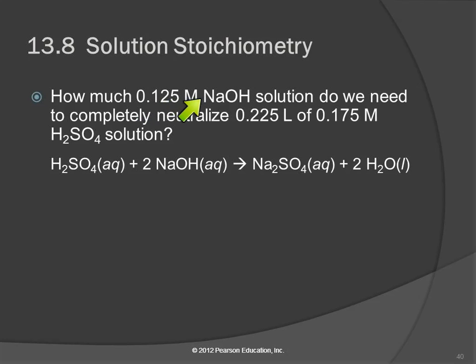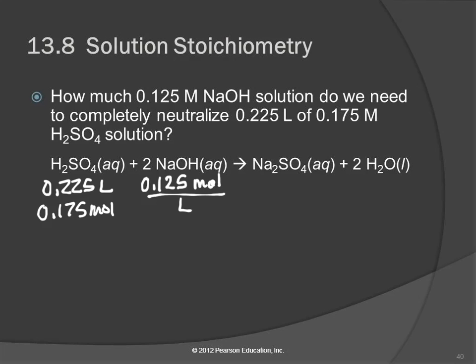So here, 0.125 molar sodium hydroxide. We're going to write that under sodium hydroxide. 0.125 moles per liter. I'm going to translate that capital M. It's moles per liter. And then we've got 0.225 liters of sulfuric acid. And the concentration is given, 0.175 moles per liter.